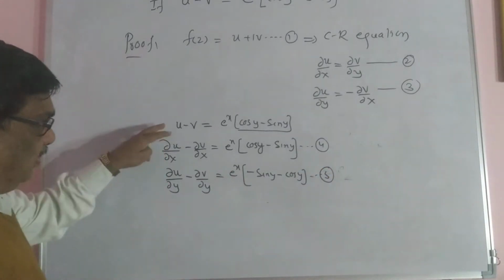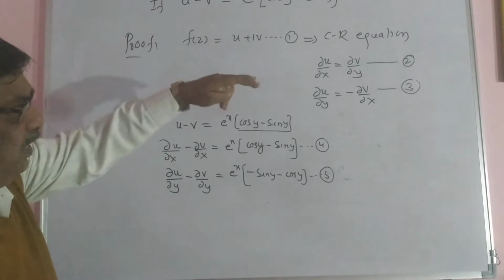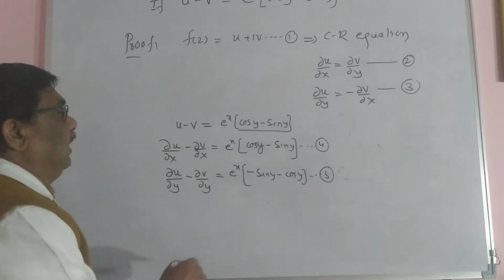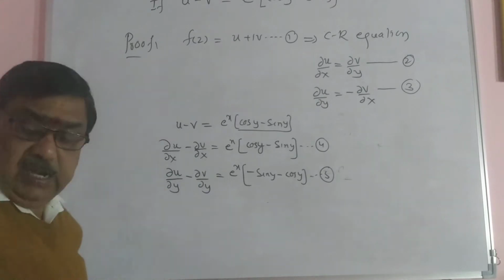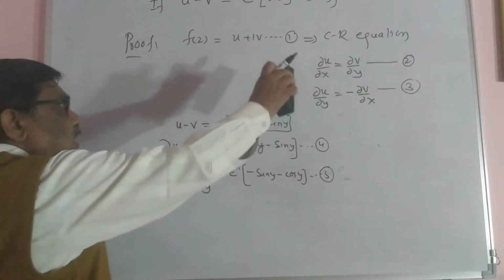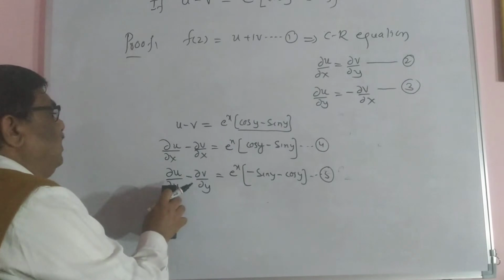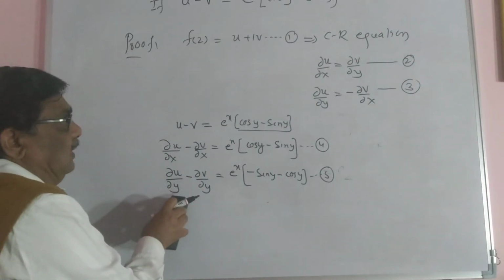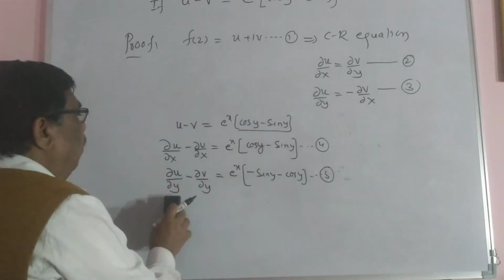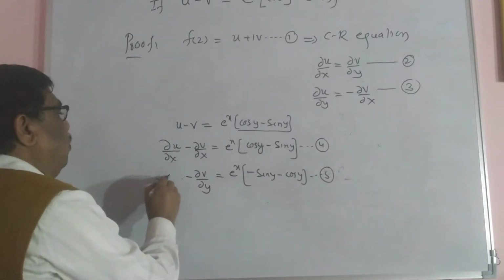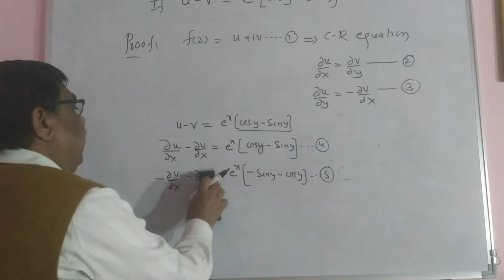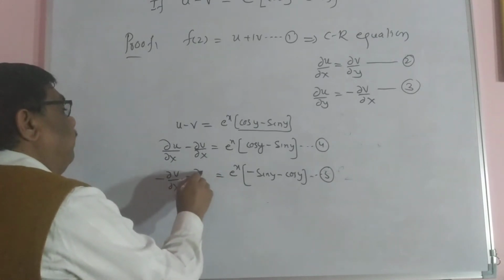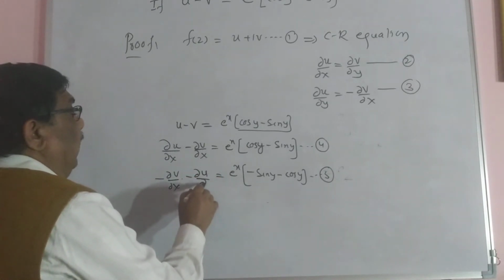Use the CR equations and these equations 2, 3, 4, 5. Just replace in the fourth equation, using equations 2 and 3: dou u by dou y is minus dou v by dou x, minus dou v by dou x, and dou v by dou y is dou u by dou x.